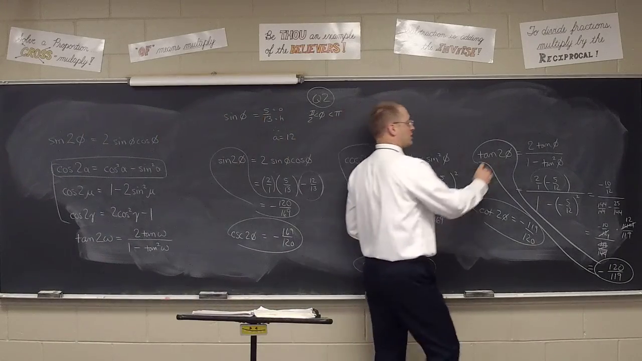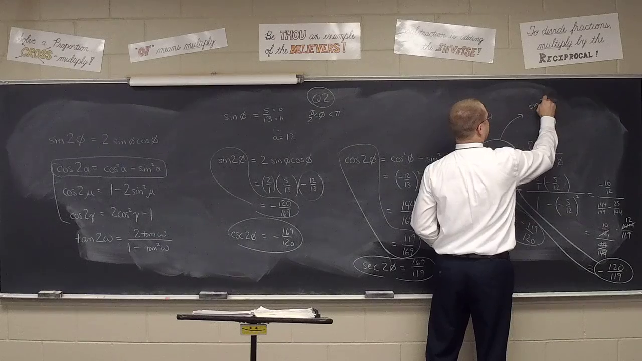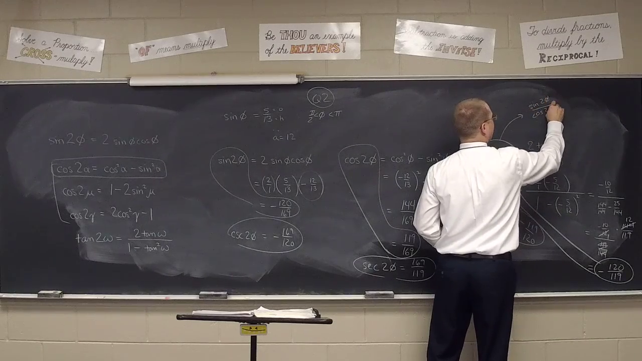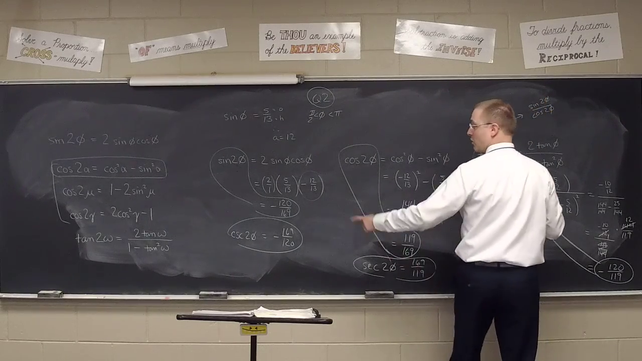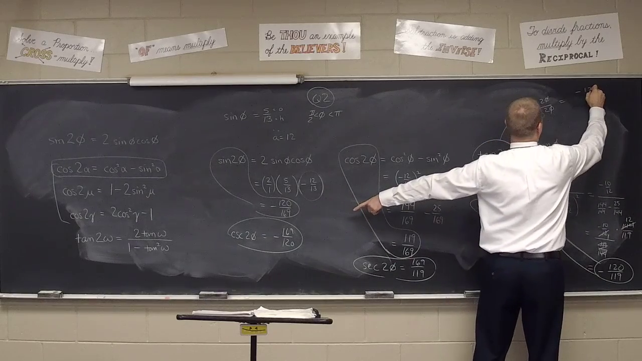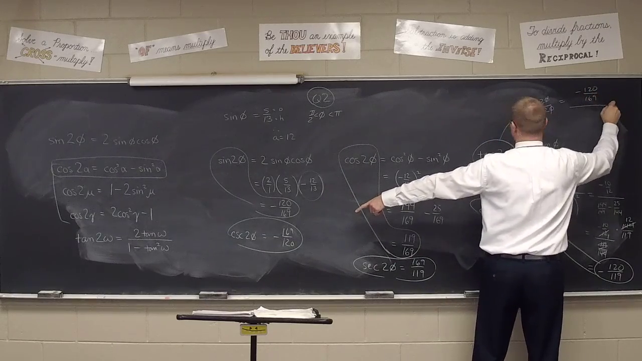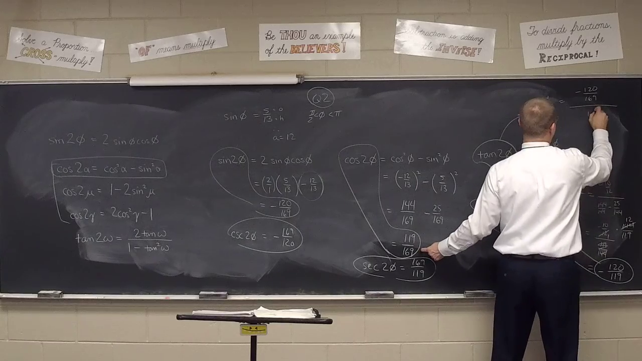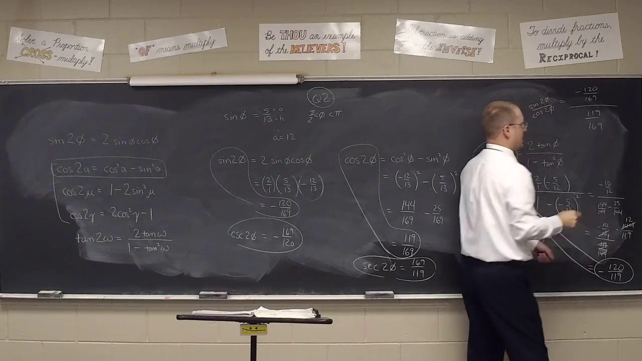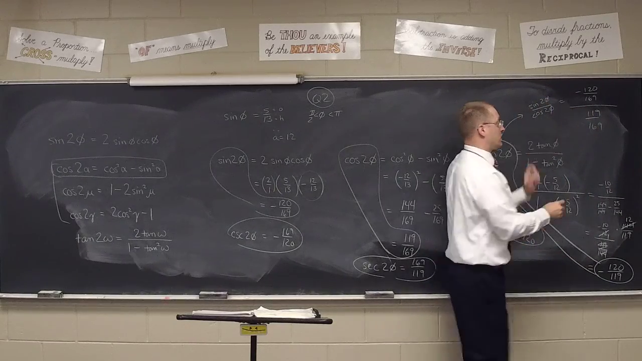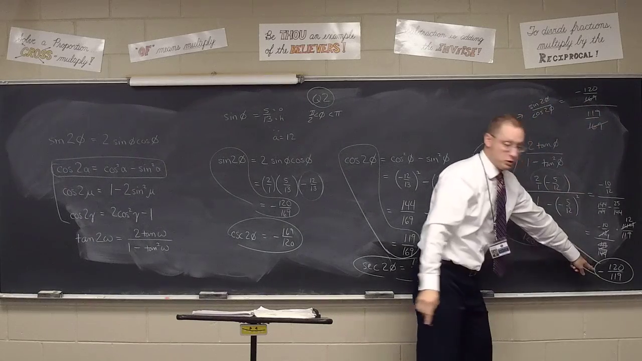Another way to find the tangent of 2 phi would be sine over cosine, remember? We already know the sine is negative 120 over 169. We know the cosine is 119 over 169. That allows my 169s to cancel. Negative 120 over 119.